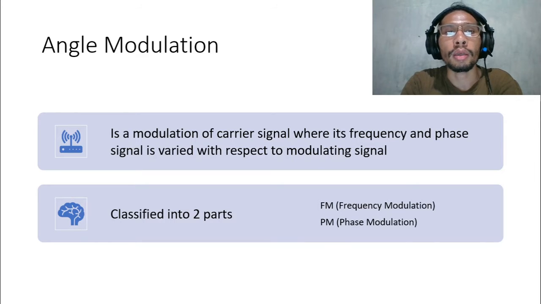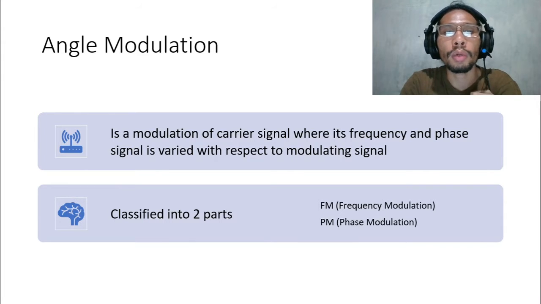So what is angle modulation? Angle modulation is a modulation of carrier signal where its frequency and phase signal is varied with respect to modulating signal. So in modulation, we are varying the three properties of the carrier signal. For AM, we vary the amplitude. For FM, we vary the frequency. And for the PM or phase modulation, we vary the phase with respect to the modulating signal.